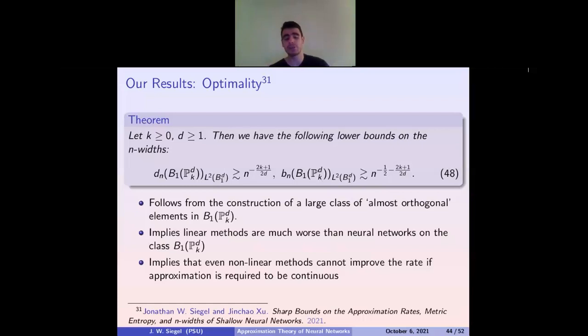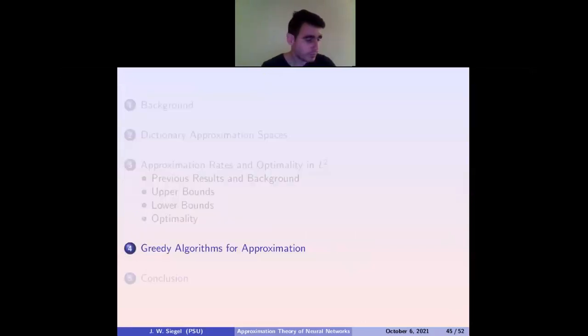So in a sense, the conclusion I want to draw here is that this convex hull of sigma k of omega dot x plus b is the right class of functions to consider for shallow neural networks, because shallow neural networks are optimal on that class. And we now know exactly what rates they can attain and exactly how big this class of functions is by having estimated the entropy. So that concludes the main part of the talk.